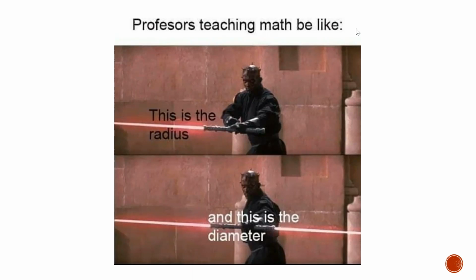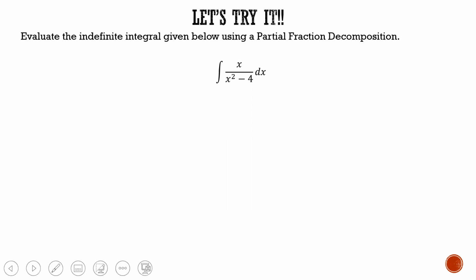All right, so let's take a look at this problem here. We're asked to evaluate this indefinite integral by using a partial fraction decomposition. The way we do this is we first factor that denominator, because we notice that x squared minus 4 is a difference of two squares form, x squared minus a squared, which factors into the form x minus a times x plus a.